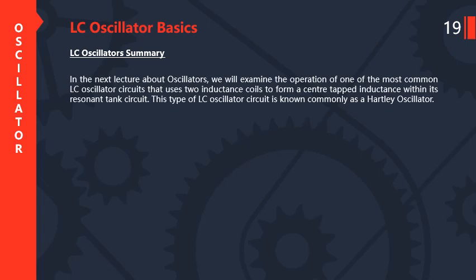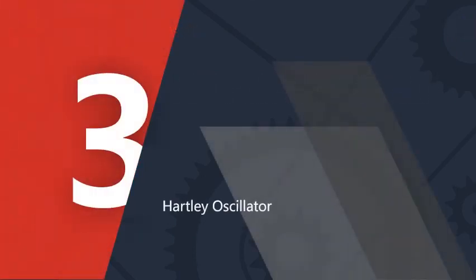In the next lecture about oscillators, we will examine the operation of one of the most common LC oscillator circuits that uses two inductance coils to form a center-tapped inductance within its resonant tank circuit. This type of LC oscillator circuit is commonly known as the Hartley oscillator. So in the next lecture we will study Hartley oscillators, their circuit diagram, their resonance frequency, and how we can design Hartley oscillators. We will cover this in the next lecture.